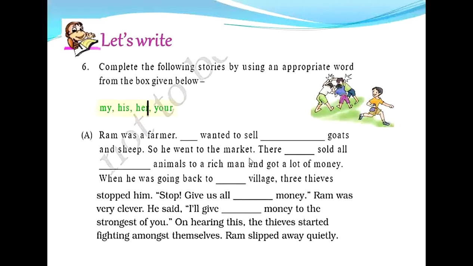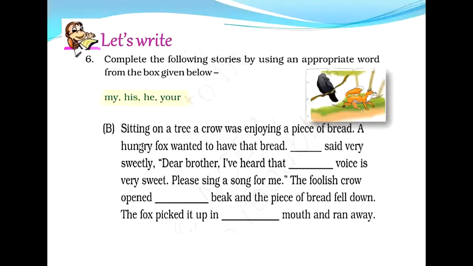Ram was a farmer. He wanted to sell his goats and sheep. So he went to the market. There he sold all his animals to a rich man and got a lot of money. When he was going back to his village, 3 thieves stopped him. "Stop! Give us all your money." Ram was very clever. He said, "I'll give my money to the strongest of you." On hearing this, the thieves started fighting amongst themselves. Ram slipped away quietly.